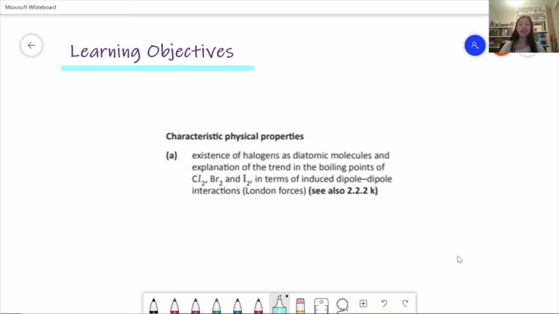Today we're going to be looking at the characteristic physical properties of group 7. So we're going to look at the existence of halogens as diatomic molecules and the explanation of the trend in the boiling points of chlorine, bromine and iodine in terms of induced dipole-dipole interactions.